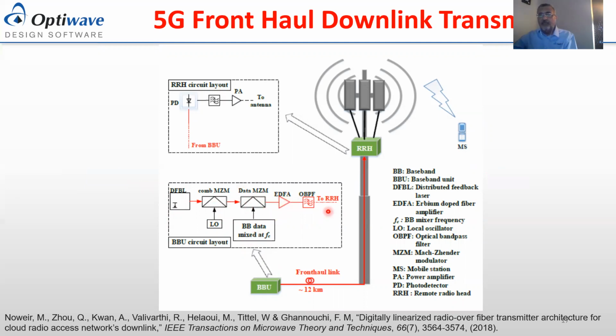Then the signal is amplified, and then there's an optical bandpass filter here just to eliminate as much ASE noise as possible from the signal. And then the signal is transmitted over the fiber to the remote radio head. In the remote radio head, you have the photodetector, and then an electrical filter and the power amplifier. And then the signal is transmitted wirelessly over a carrier around 30 gigahertz.